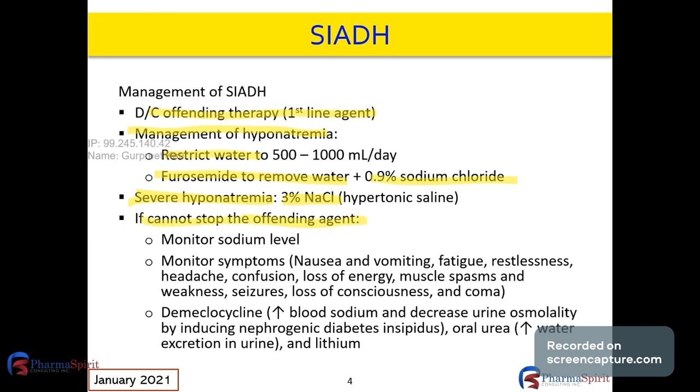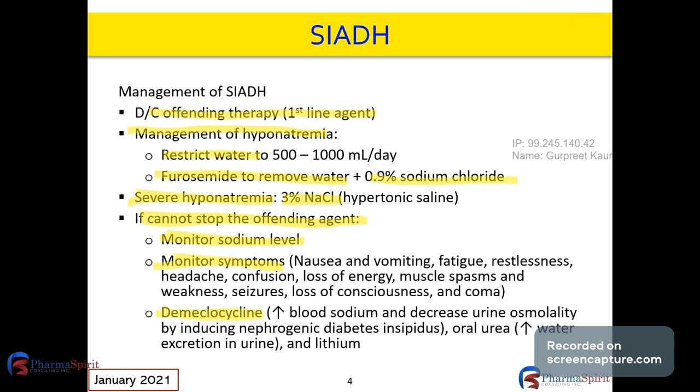What if we cannot stop the offending drug? For example, the offending drug is an anti-epileptic drug, and we have a concern that if we stop it, the patient may have seizures. Then we need to monitor the sodium level, and we need to monitor the symptoms of SIAD. And common symptoms are nausea, vomiting, fatigue, restlessness, headache, confusion, loss of energy, muscle spasm, and weakness, seizures, loss of consciousness, and coma.